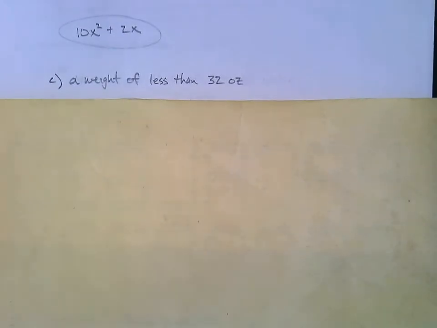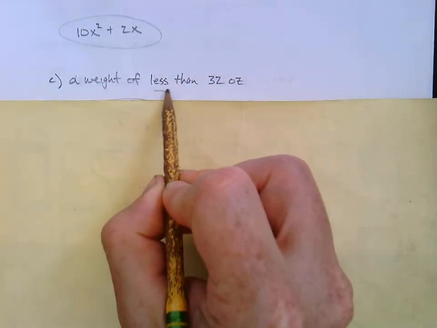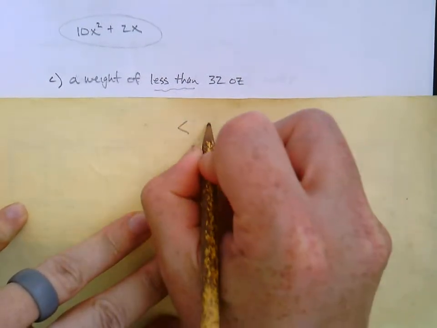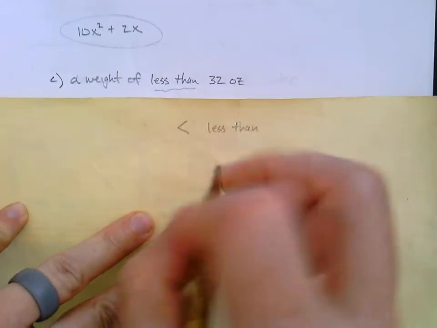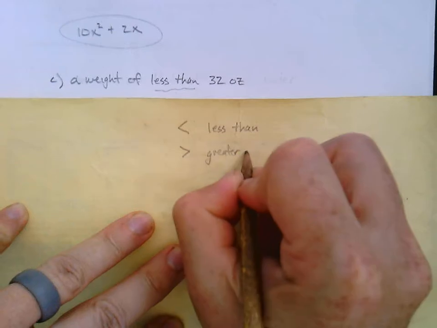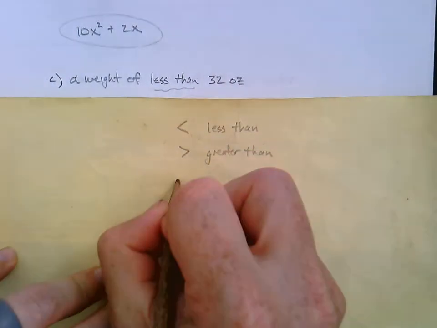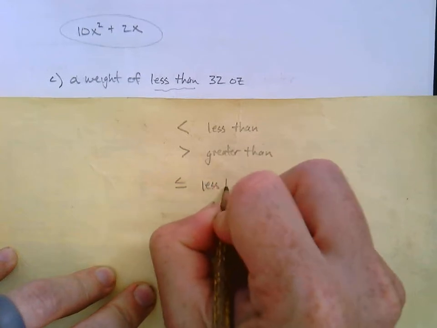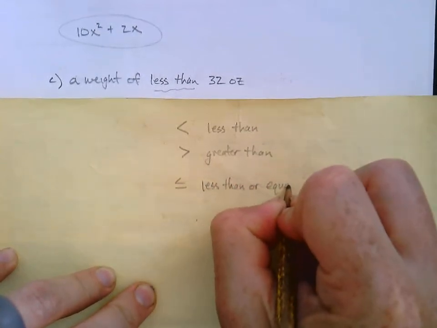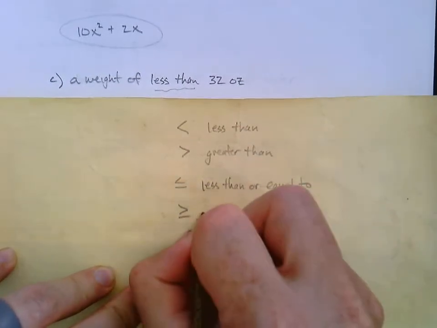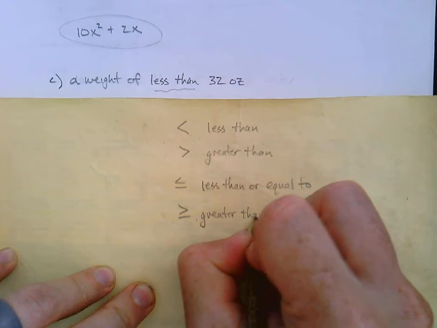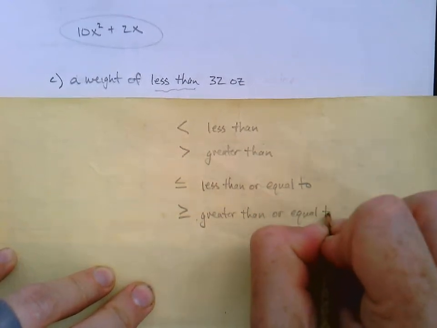Now we're going to introduce a new element. A less than. A weight of less than 32 ounces. Okay, let's highlight that. Do you guys remember the less than symbol? So maybe I'll write these out here. There are a few. There's less than. There's greater than. Then there's also less than or equal to, if it might be equal. And there's greater than or equal to.